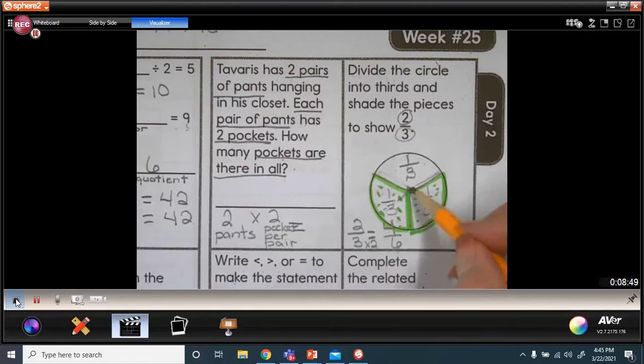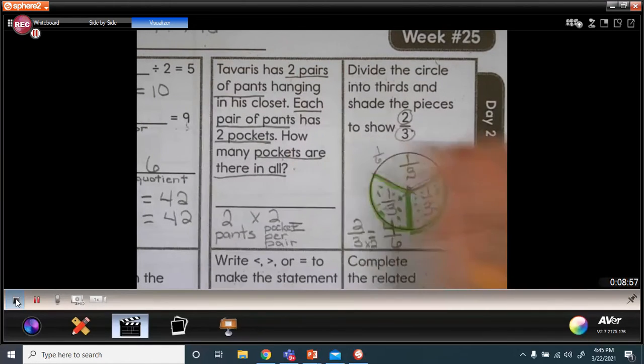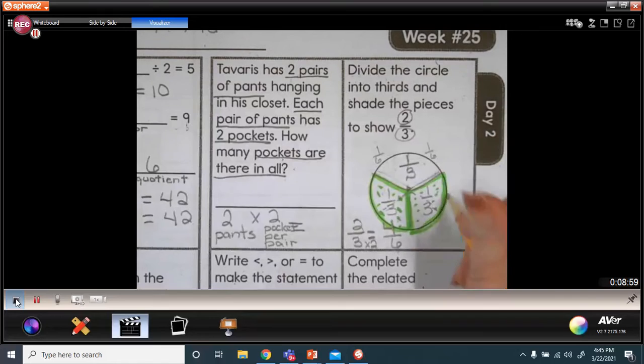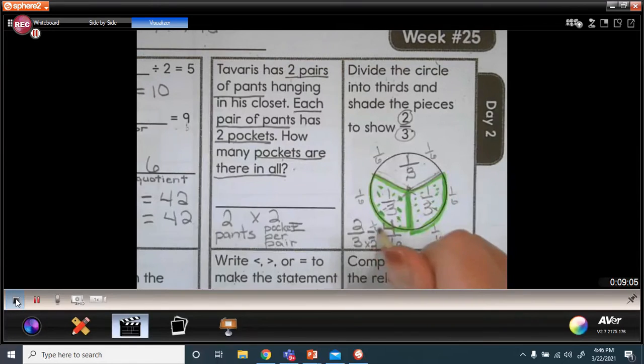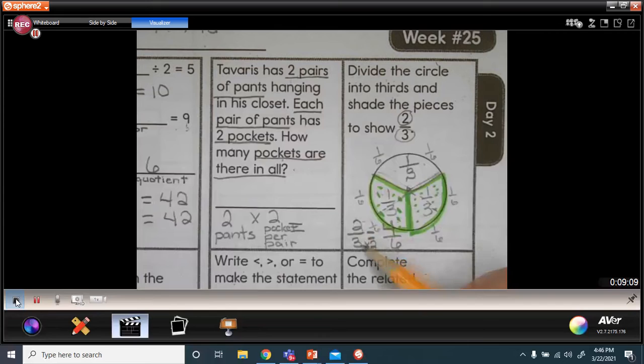So every third is broken up into 2 equal pieces to make sixths. So this would be a sixth, that would be a sixth, this would be a sixth, this would be a sixth, this would be a sixth, and this would be a sixth. So for your discussion today, 2/3 is equivalent to 4/6. That is your discussion.